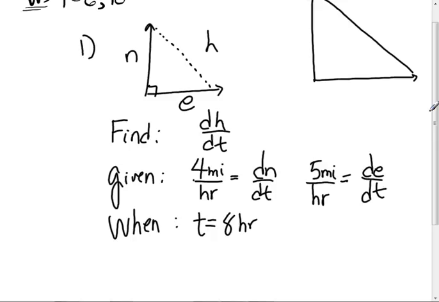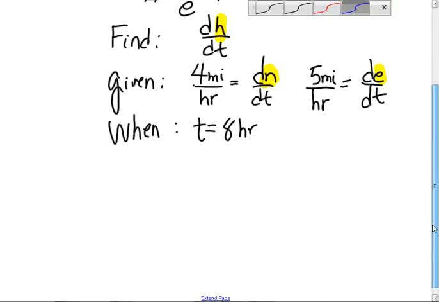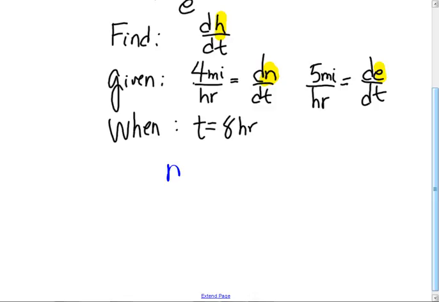What are we going to relate? We look right here in the find and the given. I want to relate H, N, and E. Don't square root it. It's icky. I have to relate H, N, and E. Look at your picture. Pythagorean theorem. If you were given angles, you'd be doing angles. But N squared plus E squared equals H squared. All three sides are changing.